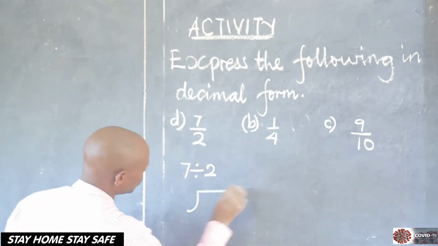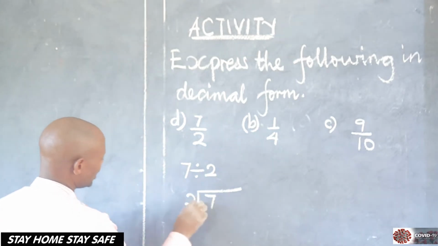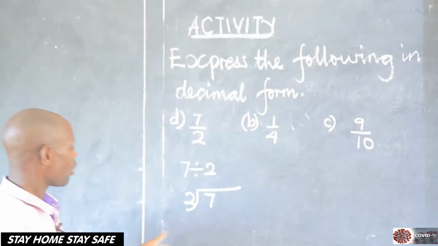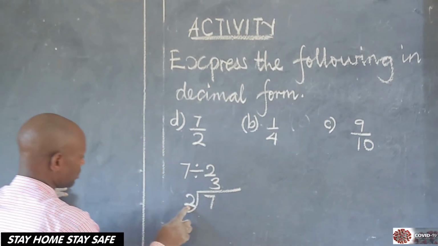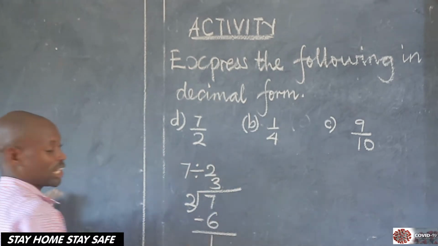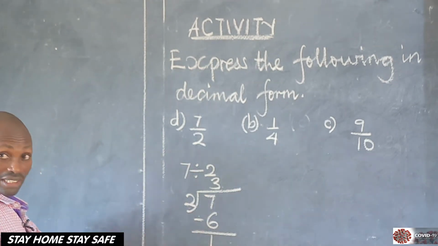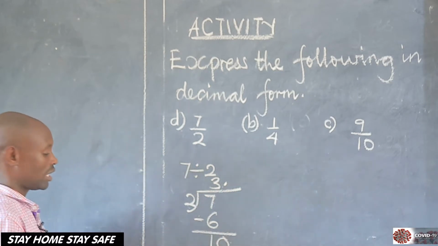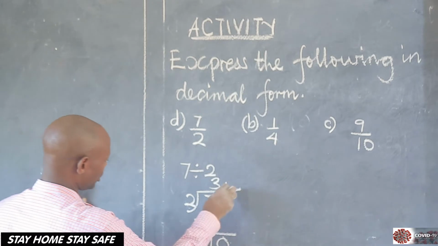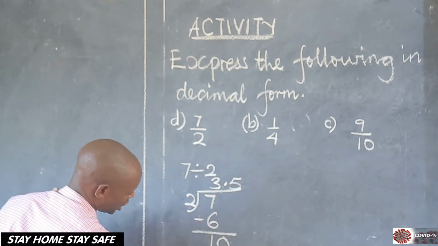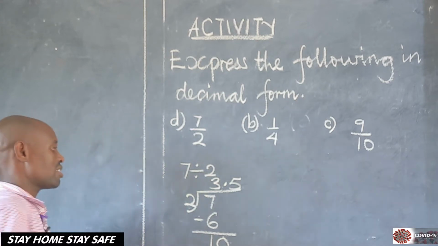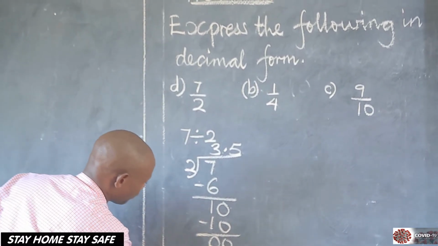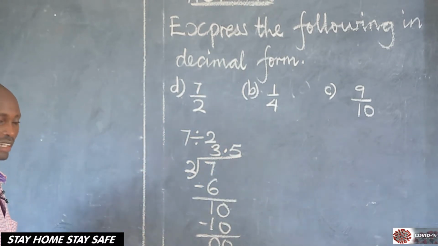7 divided by 2. So what do we put inside? 7, then outside 2. Can I get a group of 2 from 7? Yes. How many groups can I get? 3. 3 times 2, we get 6. When we subtract, we get 1. 1 divided by 2, 1 is smaller. So what do we do? We introduce a decimal point, then we add here a 0. And it becomes 10. 10 divided by 2, we are going to get 5. 5 times 2, we get 10. So we are going to end up with that one. Therefore, 7 halves is the same as 3.5. I hope you got this one right.